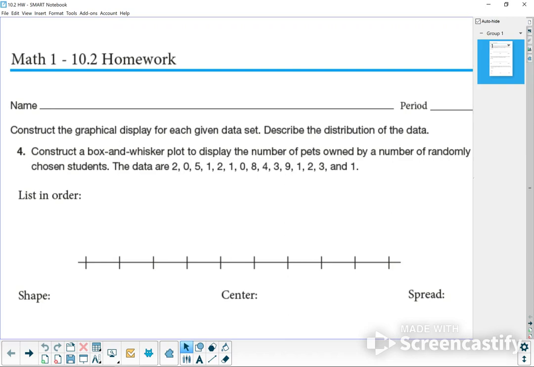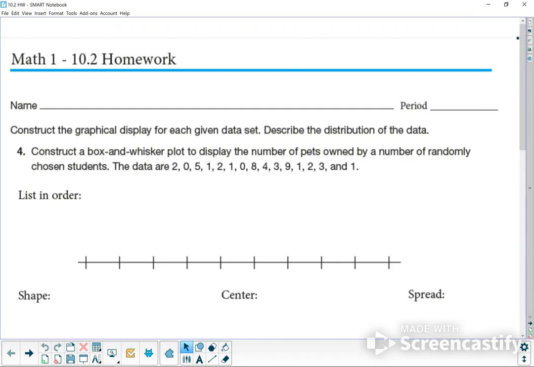This is our second assignment for chapter 10. This is 10.2 homework. Construct a graphical display for each given set. Describe the distribution of the data. Right, so we want a box and whisker plot using this data. We need to put them in order.